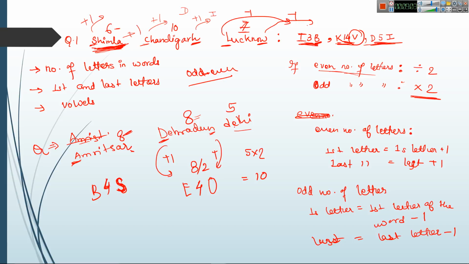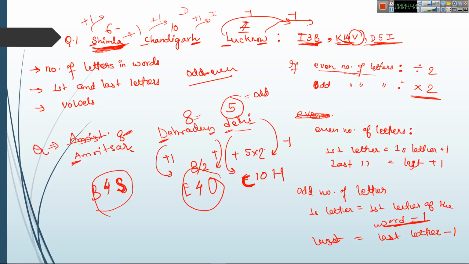Now when we see Delhi, the first letter of Delhi is D, but it has 5 letters in it, which is odd. So for odd we will have to subtract 1. So D minus 1 we get C, and the last letter of the word Delhi is I. Then when we do I minus 1, again we get the letter H. So the code for Delhi will be C10H. So this is the answer. Amritsar is B4S, Dehradun is E4O, and Delhi is C10H.